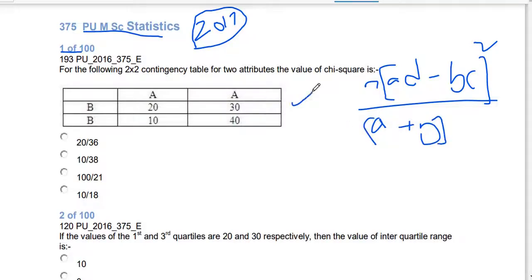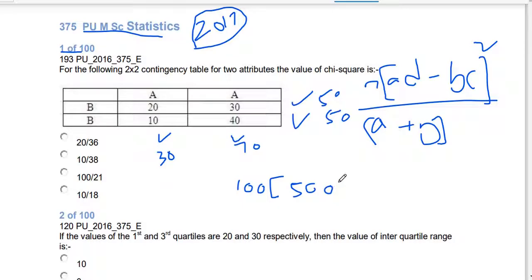Here you get 50, here also 50, here 30, here 70, and the total is 100. So now you can just apply the formula: 100 into AD, which is 800, minus BC, which is 300, so 500 squared, divided by what we have: 50, 50, 30, 70. So 50 multiplied by 50, then we have 30 and 70.